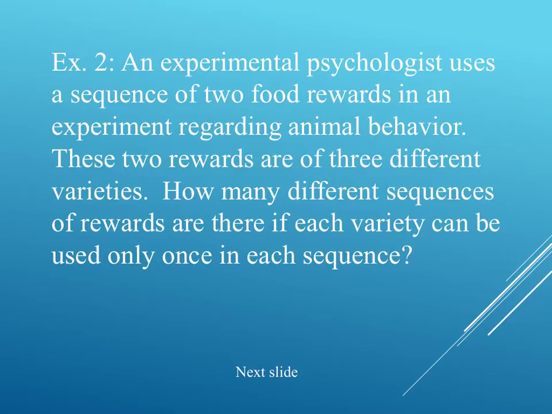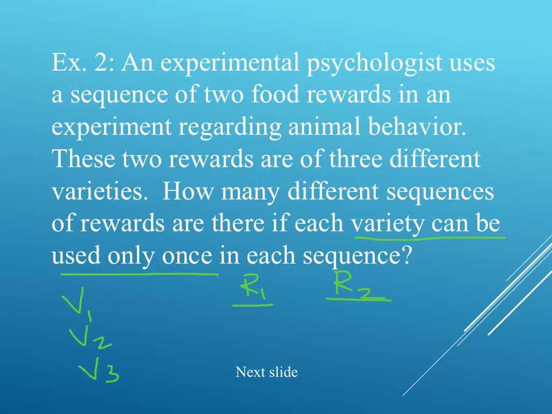Alright, this example says an experimental psychologist uses a sequence of two food rewards in an experiment regarding animal behavior. These two rewards are of 3 different varieties. And how many different sequences of rewards are there if each variety can be used only once in each sequence? So they did tell us that we can only use each variety one time in each sequence. So I have 2 possible rewards, reward 1, reward 2, and I've got 3 varieties to choose from.